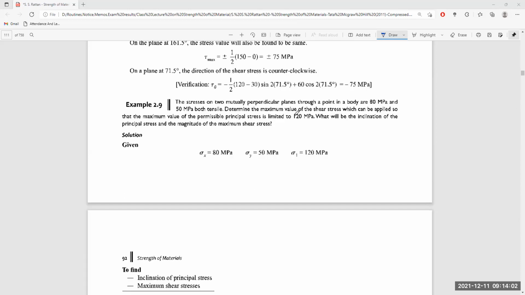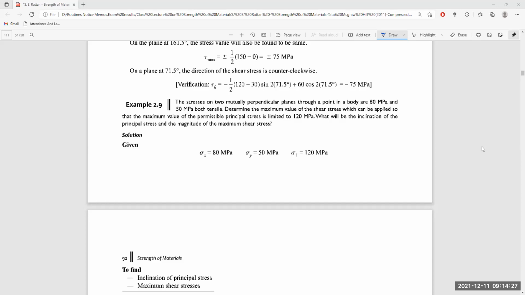The stresses on two mutually perpendicular planes through a point in a body are 80 MPa and 50 MPa, both tensile. Determine the maximum value of shear stress which can be applied so that the maximum value of permissible principal stress is limited to 120 MPa. What will be the inclination of the principal stress and the magnitude of the maximum shear stress?